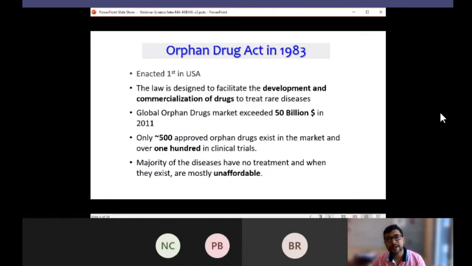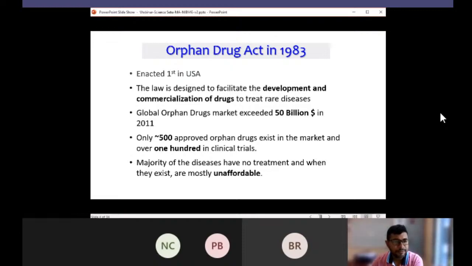The Orphan Drug Act in 1983 was enacted first in US. This law is designed to facilitate the development and commercialization of drugs to treat rare diseases. The global orphan drugs market exceeded $50 billion in 2011.